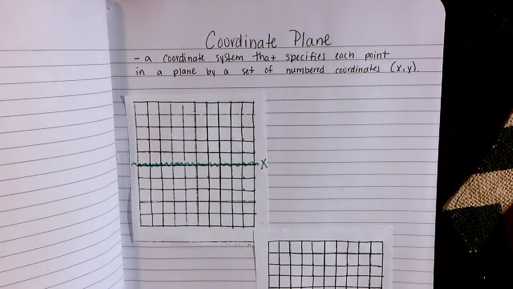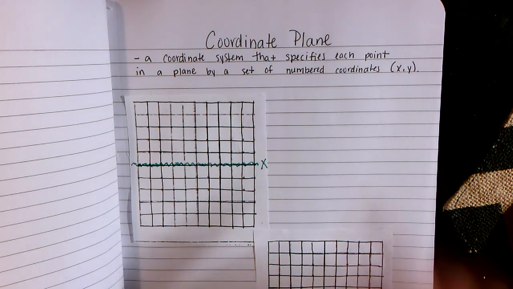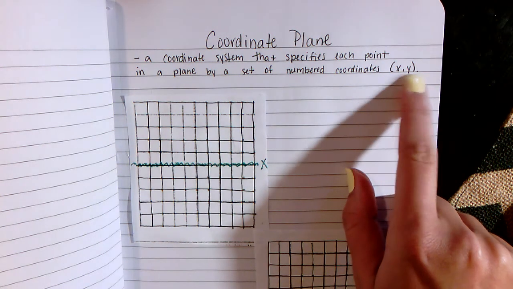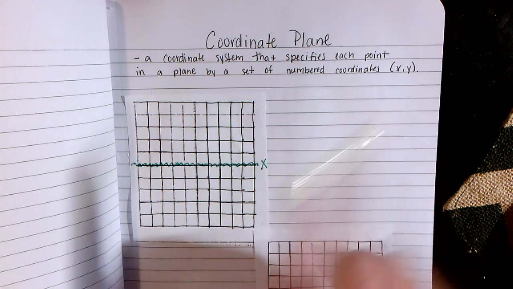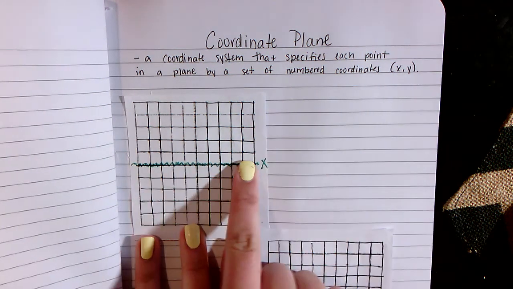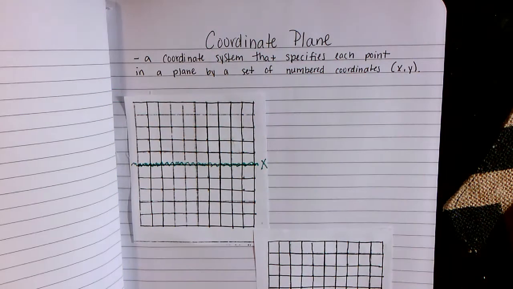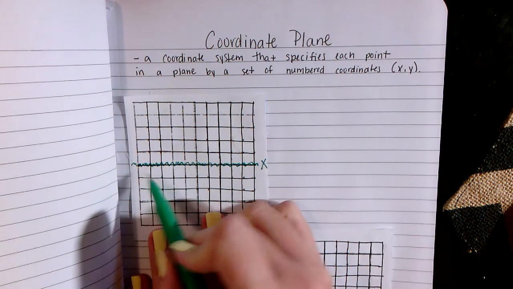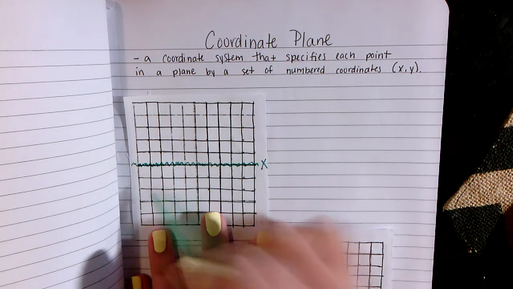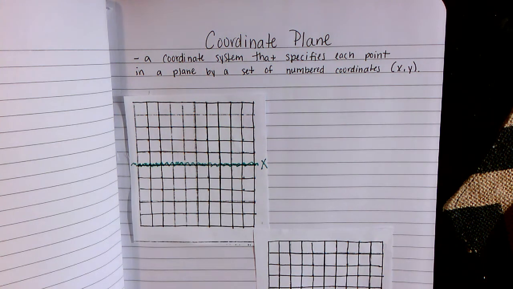So a coordinate plane is just a system that specifies each point in the plane by a set of numbered coordinates. So you'll see points on a graph labeled like this. The x comes first, the y comes second, just like in the alphabet. So what I want to do first is look at the x-axis. So when you're looking at a graph, and you can just draw this anywhere, somewhere in the middle, your x-axis is a horizontal line, and all of the x values that go through that x-axis are the vertical lines, which can be a little confusing.